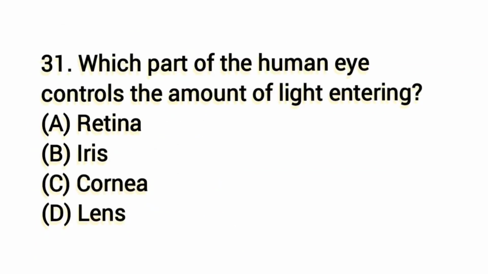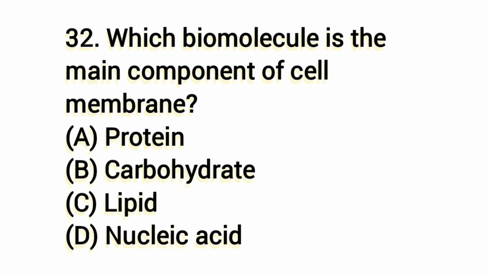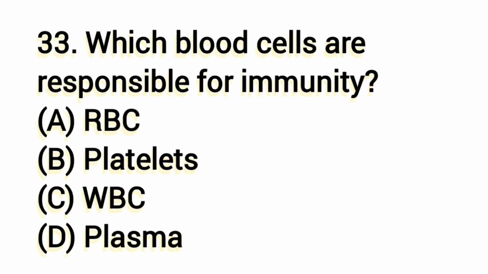31. Which part of the human eye controls the amount of light entering? A. Retina. B. Iris. C. Cornea. D. Lens. Answer is B. Iris. 32. Which biomolecule is the main component of cell membrane? A. Protein. B. Carbohydrate. C. Lipid. D. Nucleic acid. Answer is C. Lipid.